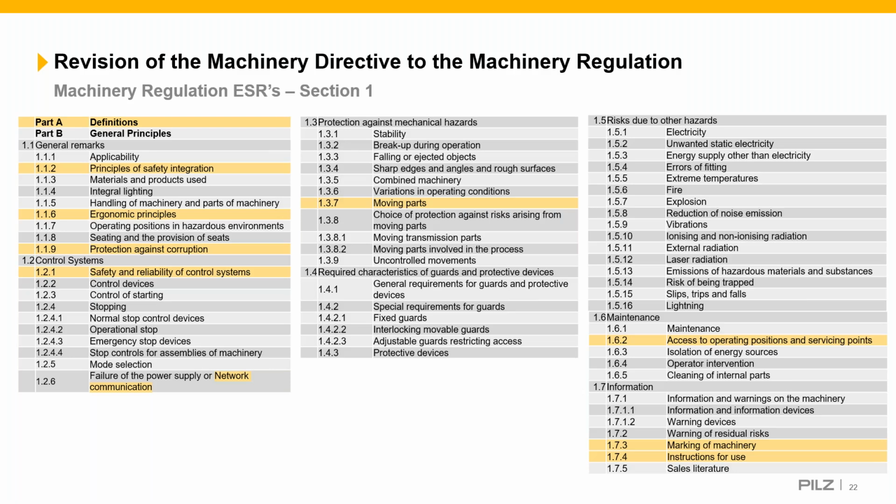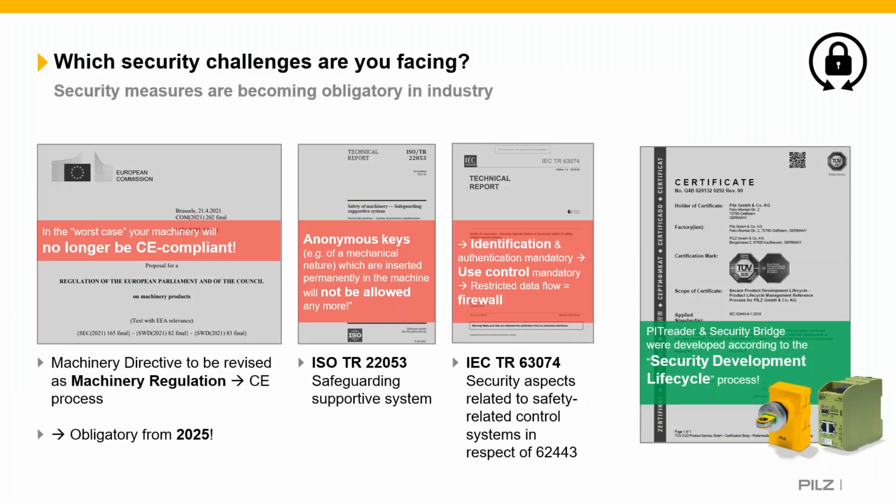And we need to ensure, based on this new regulation that's coming into force, that we have some sort of control and security cover of who accesses keys. So, for example, ISO technical report 22053 looks at anonymous keys, so things like trapped keys and so on, and them not necessarily being allowed or meeting the requirements for the security control in the new standard.